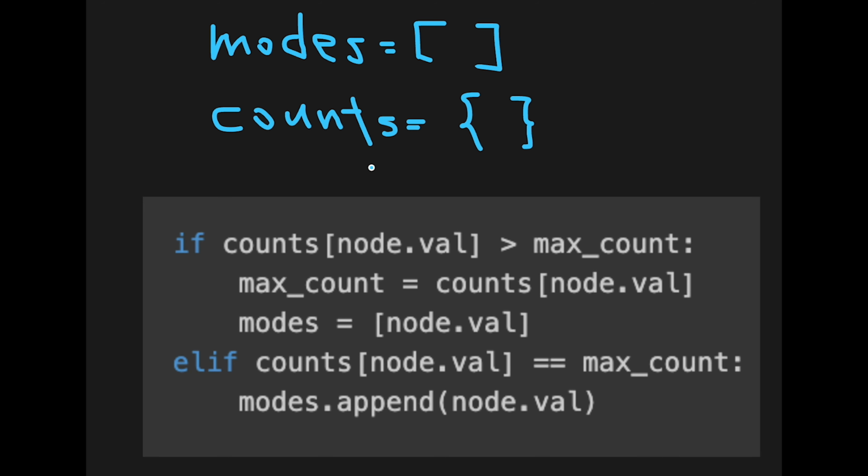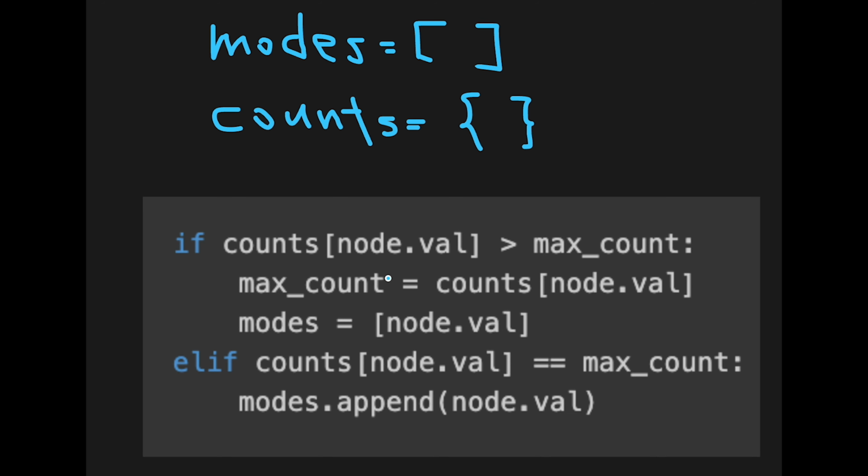I think the next question is, how do you keep the modes? There is a possibility that we have multiple modes in the binary search tree, so we use an array as the return value. So modes is initialized with an empty array. And we also need to keep the occurrence of each number, so we use a hash map for the data.